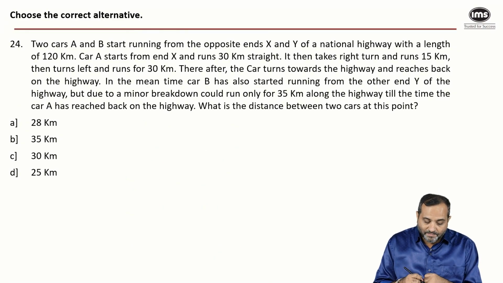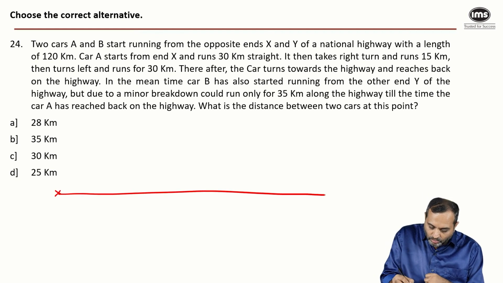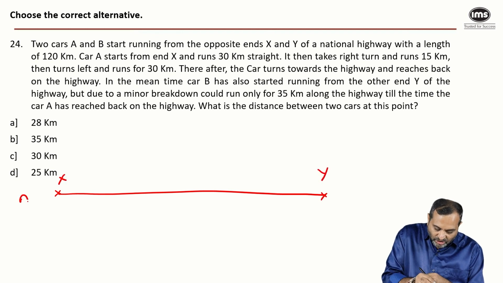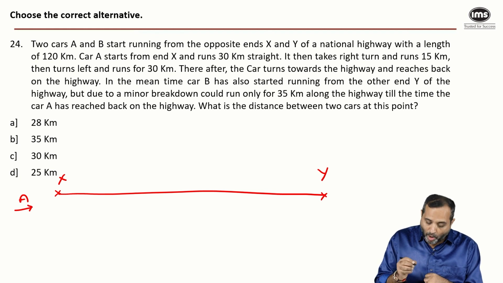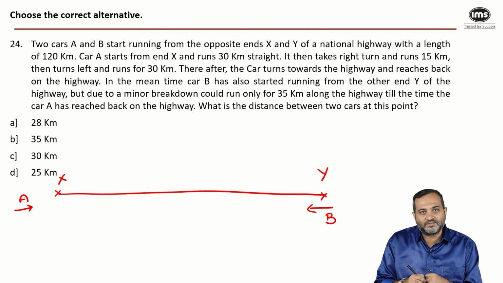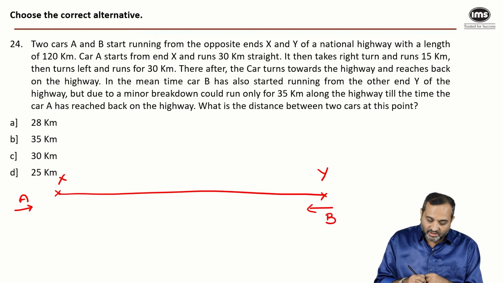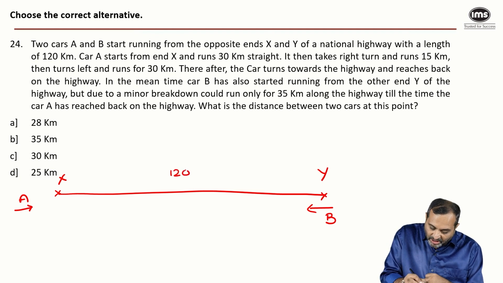2 cars A and B running from the opposite ends X and Y. So let's assume this is X and this is Y. A is going from X to Y. They are running from the opposite end. So B will be running from Y to X. The distance between X and Y is 120 kilometers. That is given to us.